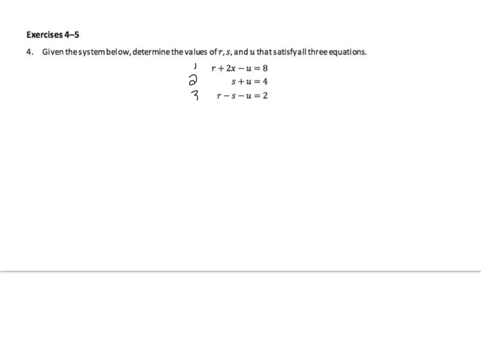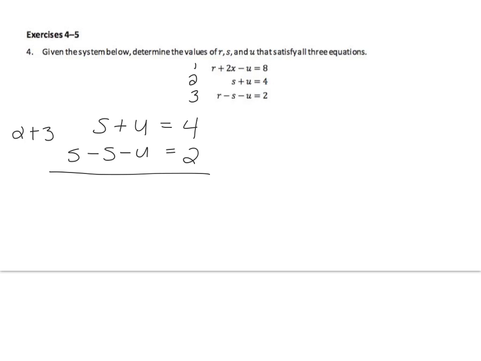I'm going to number these things just to see if it helps you track the work better. So I'm going to add equations 2 plus 3, and I think I'll be able to solve it pretty quick if I do that. So if I add these 2 equations together, I'm left with R equals 6. Yay. And then maybe if I add 1 and 2 together, now that I know what R is, 6 plus 2x plus u equals 8.